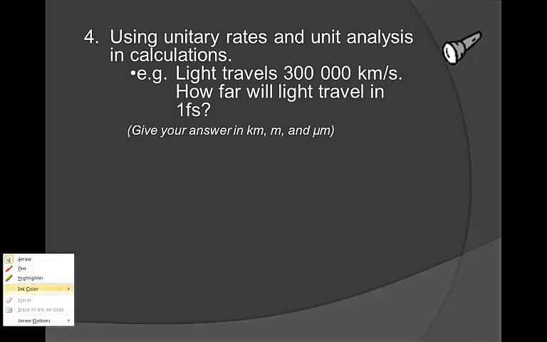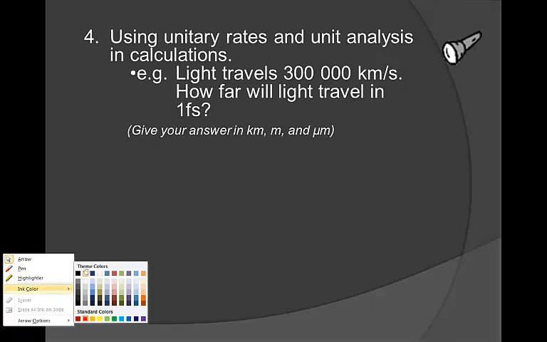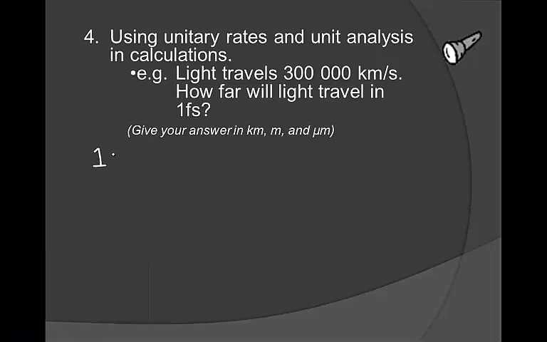Before we start, we need to go back and think about what we learned about metric conversions. I know that 1 fs must be connected to some other unit. Now, I don't have femtoseconds in my unitary rate, I have just plain old seconds. So I need to go from femtoseconds to seconds. 1 femtosecond is 1 times 10 to the negative 15, that's 1/millionth of a billionth of a second.